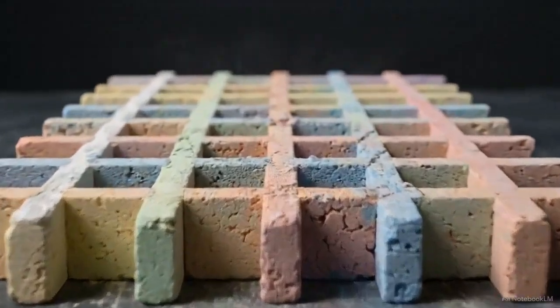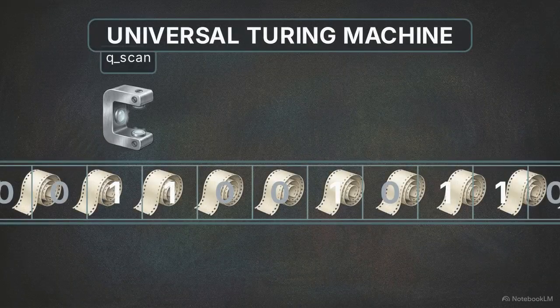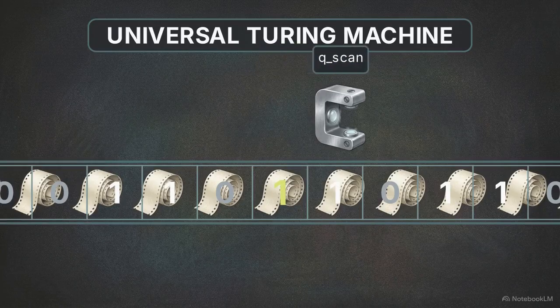When we picture a computer, we visualize physical hardware, silicon chips, memory tapes, and read-write heads executing code. Alan Turing formalized this mechanical metaphor in 1936 with his concept of the universal Turing machine. A universal Turing machine is a theoretical mathematical model of a computer that manipulates symbols on an infinite tape according to a finite table of rules.